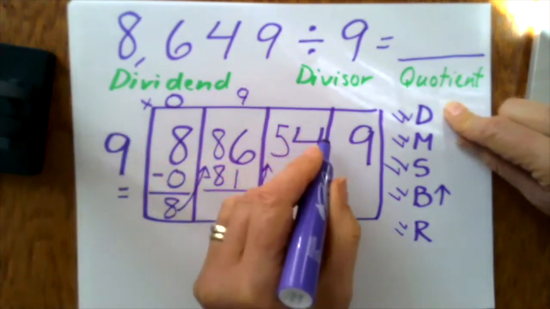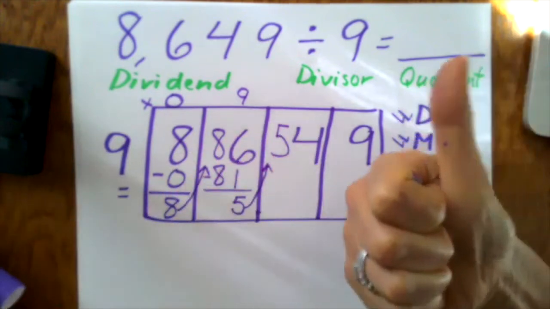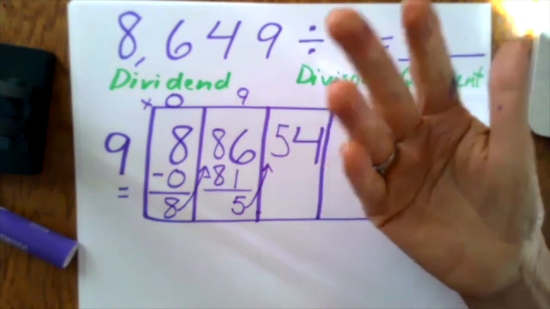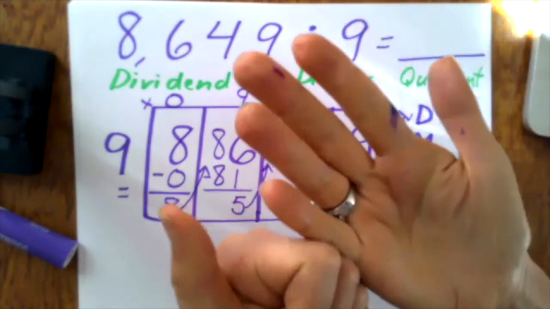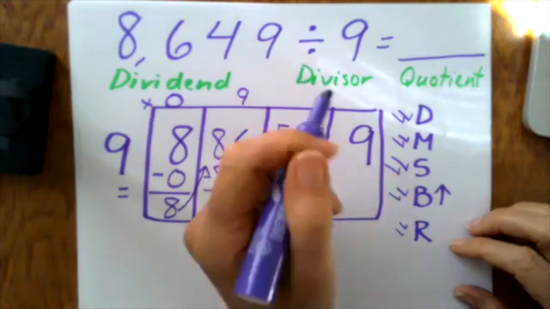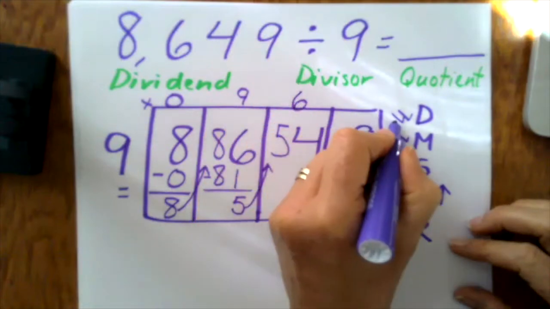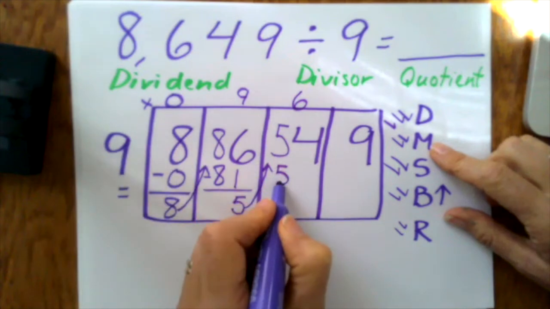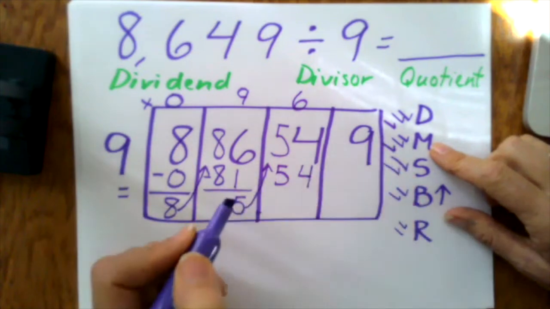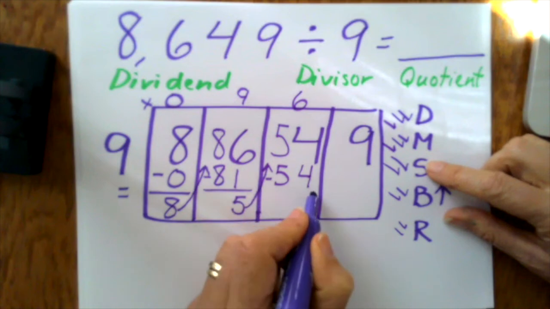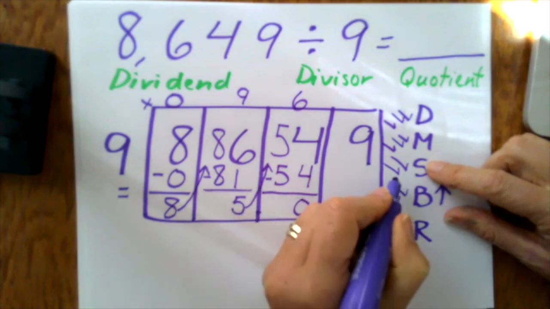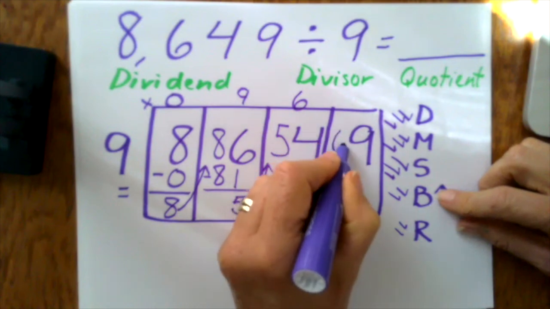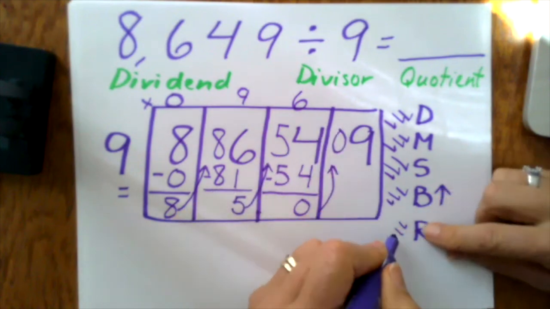So how many 9s are in 54? 9, 18, 27, 36 and 45, 54. Ooh, it's exact. So 6. So I put the 6 here. Check. Now I'm going to multiply. 6 times 9 is 54. Check. Now it says subtract. So I get 0. Check. Now I'm going to bring up. Check. And then it says repeat.